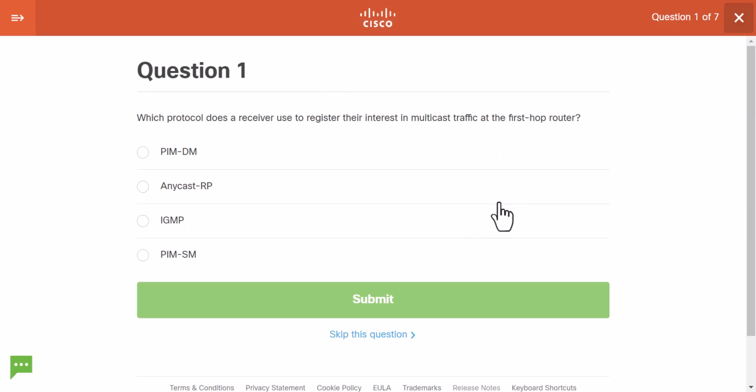Which protocol does a receiver use to register their interest in multicast traffic at the first hop router? This is IGMP. IGMP stands for Internet Group Management Protocol. So PIM-DM or PIM-SM are actually the same protocol with different modes, dense mode and sparse mode. These are used by routers to talk with each other to set up and manage the flows of multicast traffic.